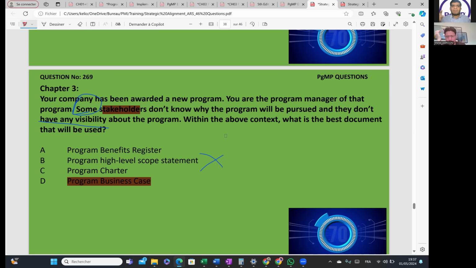So in this case, if it says generalized, some stakeholders who don't know, the high level scope statement is more than enough for any local public. Okay, very clear.